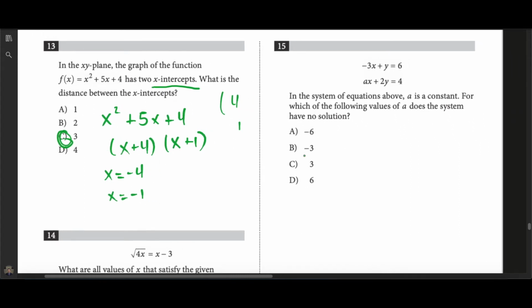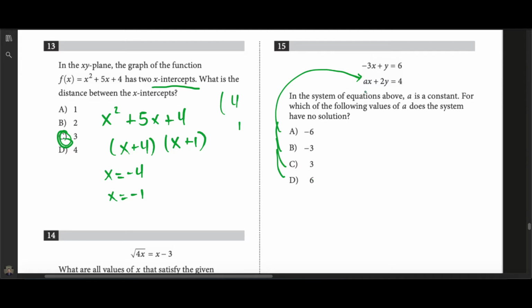For number 14, in the system of equations above, A is a constant. For which of the following values of A does the system have no solution? Okay, so this is actually a pretty tough one. And it's not tough because you don't know what to do, but it's tough because you have to remember something important, and then you have to do a lot of work to get there. So your option, if you don't remember what to do, is to take this, plug in every single answer choice you have for A, and see if each one of these gives you a solution. That's going to take a long time, and I wouldn't recommend it unless you have done every other question already.